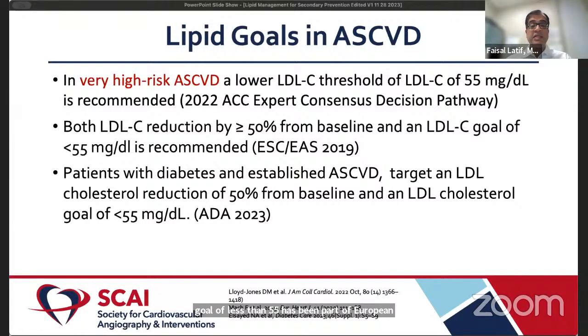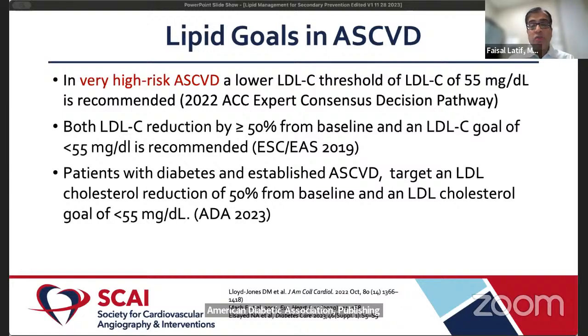For patients with diabetes and established cardiovascular disease, a target of an LDL cholesterol reduction of 50% from baseline and LDL less than 55 is also based on the new guideline from the American Diabetes Association published in 2023.